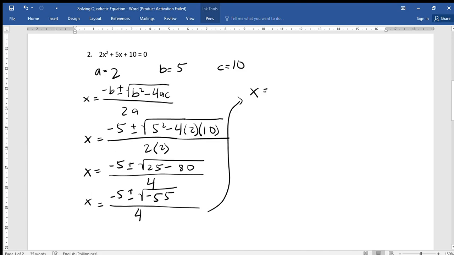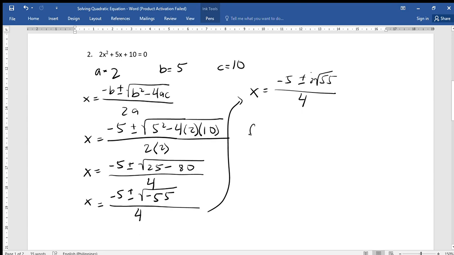X is equal to negative 5 plus minus yung square root ng negative 55 is wala. So, negative 55 pa rin siya. Pero yung i, pwede nating ilabas. So, yung negative sa loob, pwede nating ilabas. So, i square root of 55 all over 4. Since wala naman tayong magagawa dito, ito na yung final answer natin.